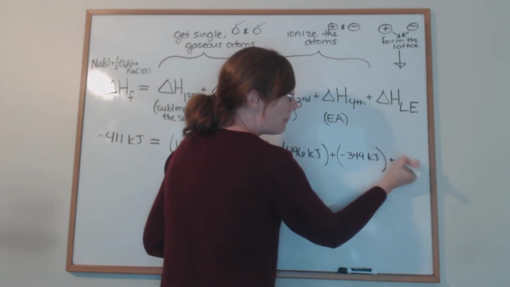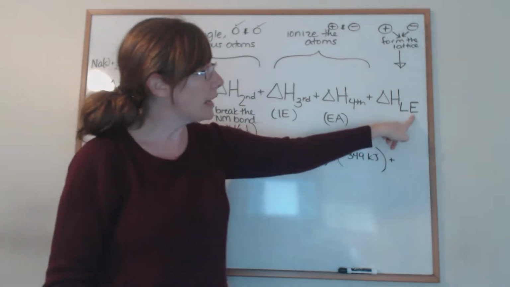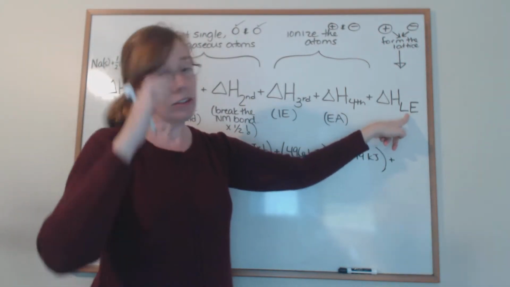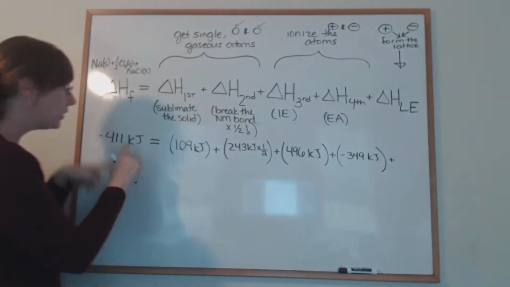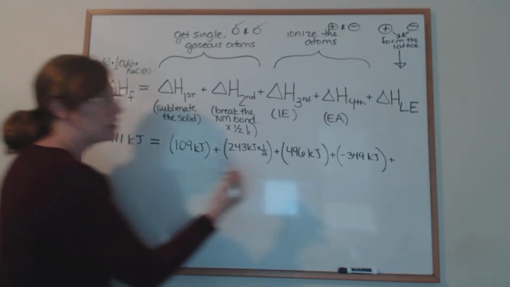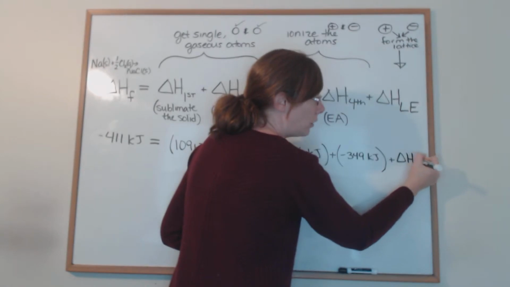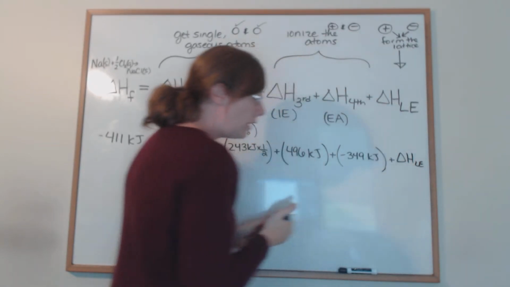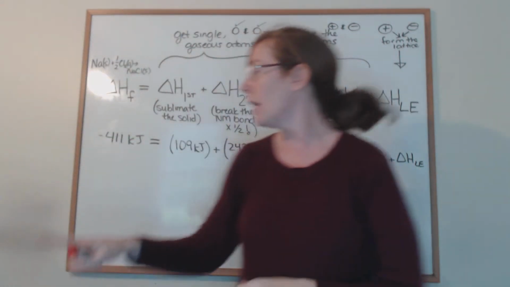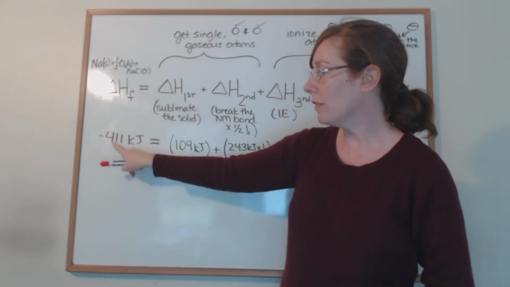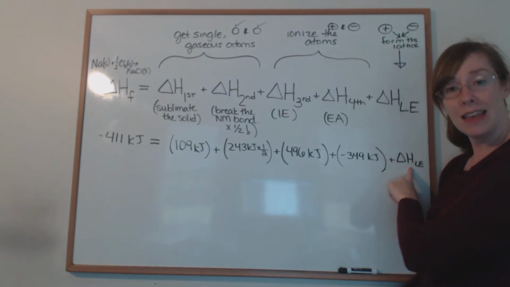And then the last step is your lattice energy. Now your lattice energy is the only unknown in this question. This question actually gave you the standard enthalpy of formation. So this is the only unknown in the question. From what I can tell, usually these questions are either solve for this by being given this, or solve for this by being given this.